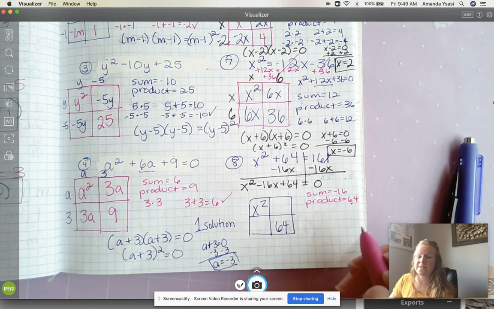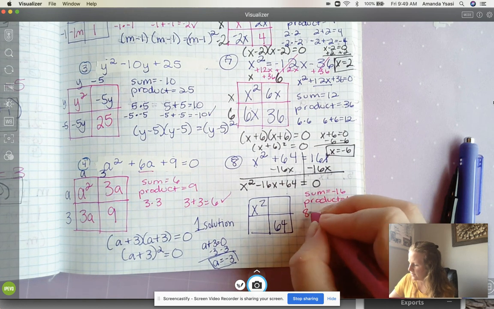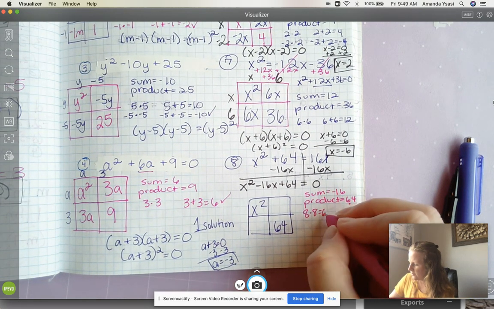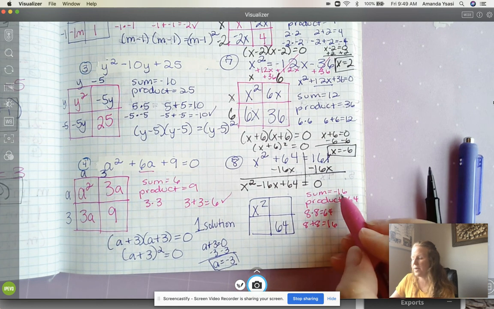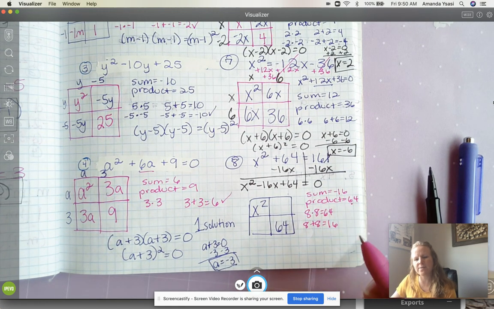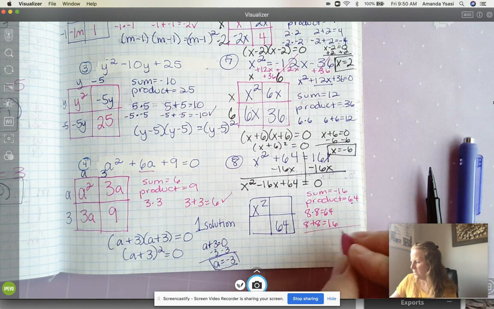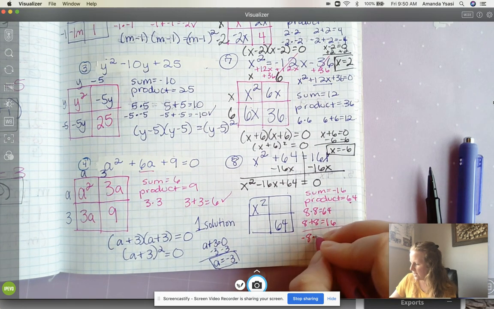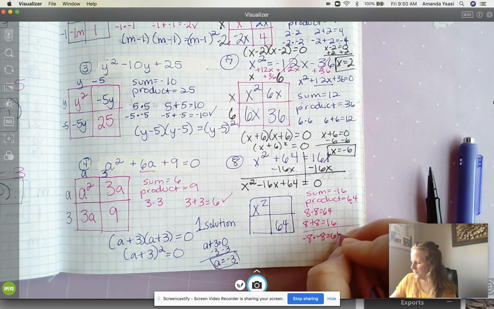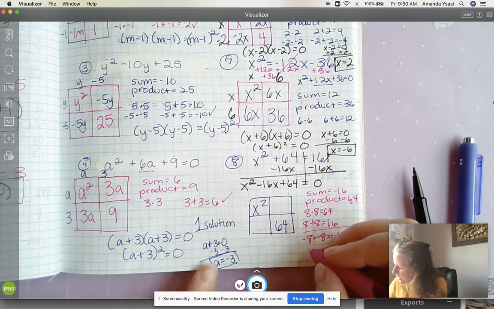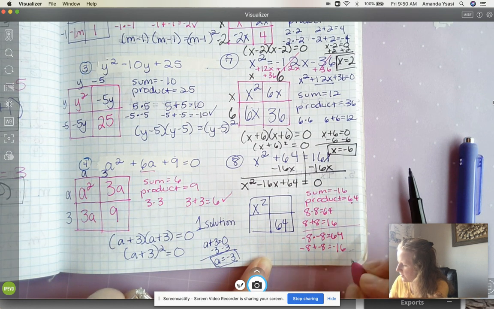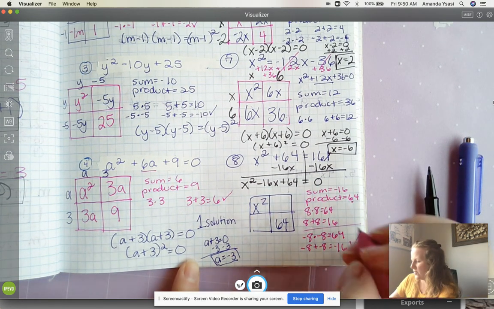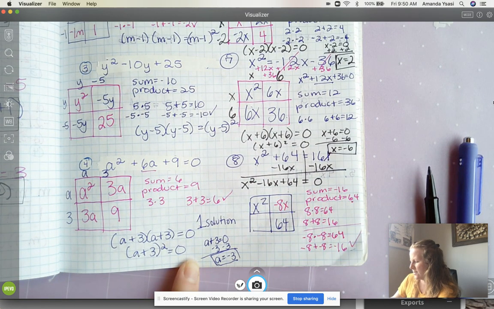So to get 64, it's 8 times 8. And if you do 8 plus 8, you get 16. But I want a negative 16. So that means I'm going to have to do some negatives here. So what about negative 8 times negative 8? That gets positive 64. And then negative 8 plus negative 8, that's a negative 16. So that works. So it's a negative 8x and negative 8x.